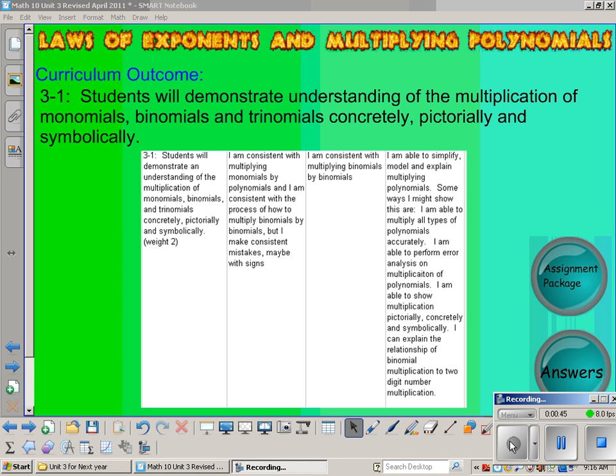Some ways you might show this are, you may be able to multiply all types of polynomials accurately. You are able to perform error analysis on multiplication of polynomials. You are able to show multiplication pictorially, concretely, and symbolically. You can explain the relationship of binomial multiplication to two-digit number multiplication.